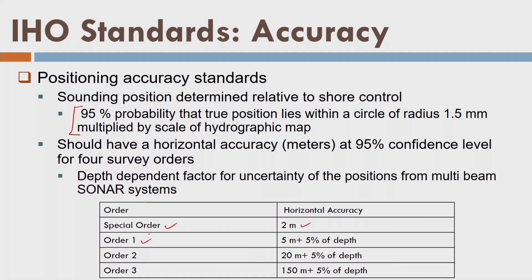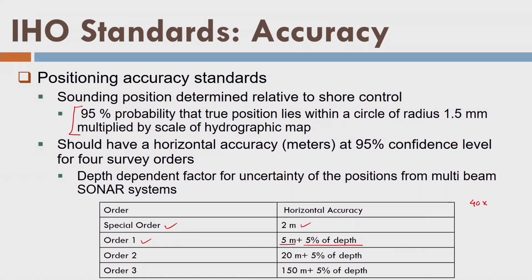Next is order 1 survey. What is this? It is 5 meter plus 5% of the depth. That means if the depth is, let us say, 40 meters, now we say that the order 1 survey has to be conducted for depths below 100 meters. So, yes, 40 meter is appropriate for order 1 survey. If you take 5% of the 40 meter, how much will that be? 40 into 0.05 is equal to, you can see here, okay.